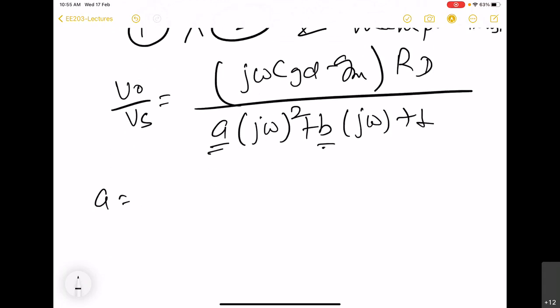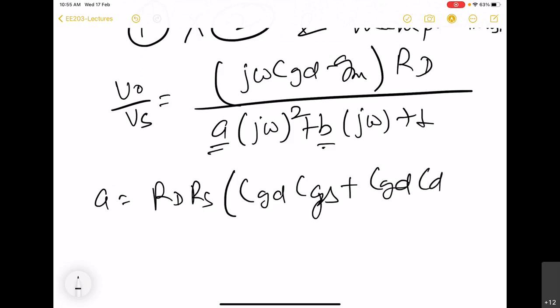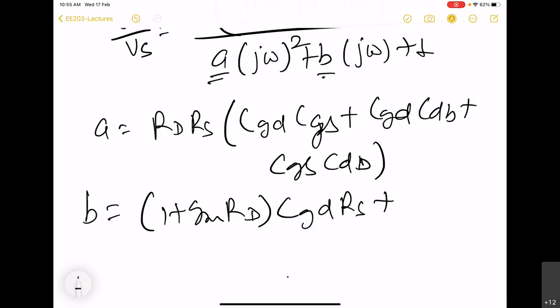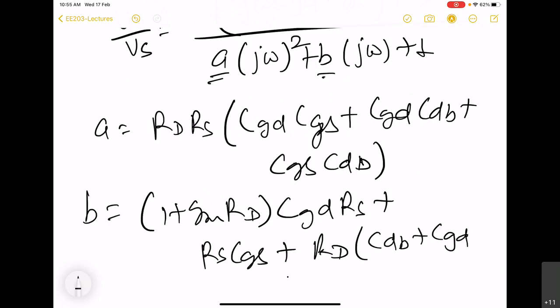Say a will be equal to rd rs into (cgd cgs plus cgd cdb plus cgs cdb). So this is going to be coefficient a, and coefficient b is going to be 1 plus gm rd cgd plus rs cgs plus rd (cdb plus cgd). So this is coefficient b.